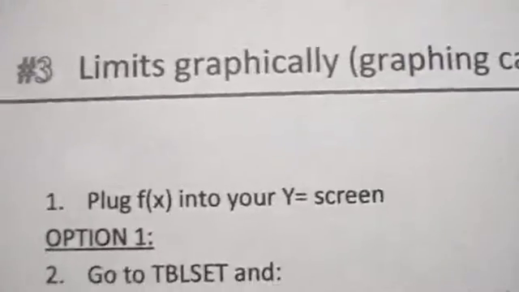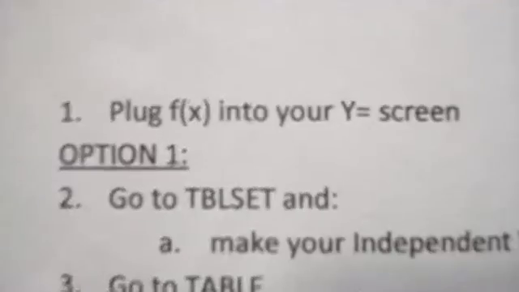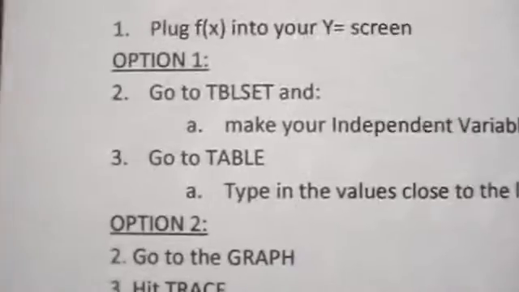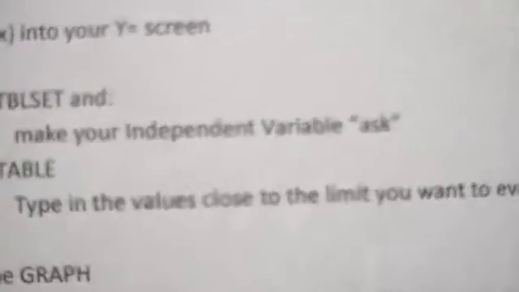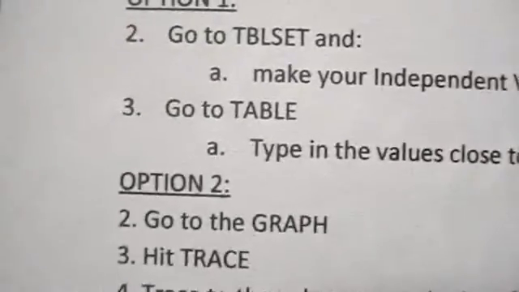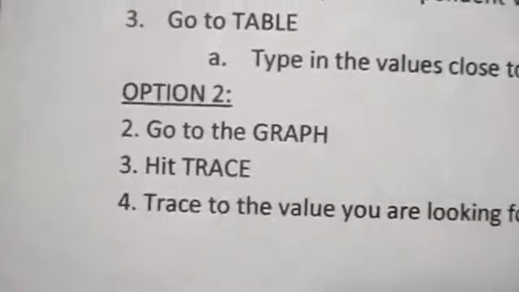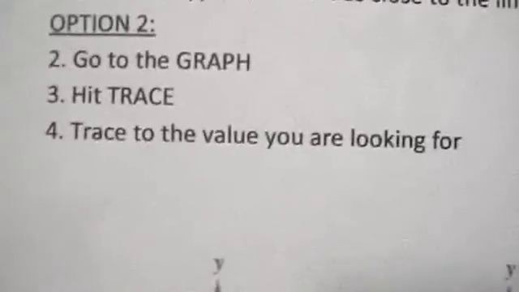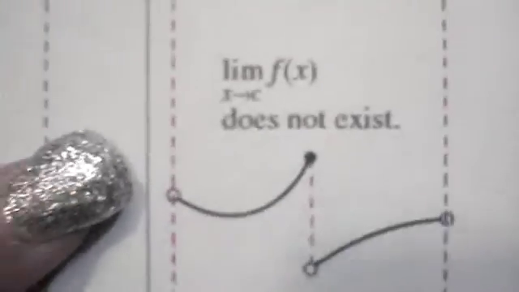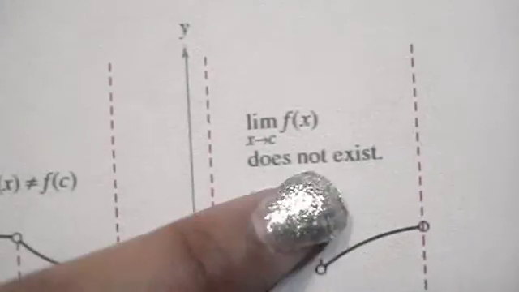When solving limits graphically, you have to plug f of x into your calculator screen. Option 1 is to go to table set and make your independent variable ask, and go to the table, type in variables close to the limit you want to evaluate. Next, for option 2, you have to go to the graph, hit trace to the value you are looking for. For instance, here you see that it is not defined, and here it does not exist because there's a point and a hole.